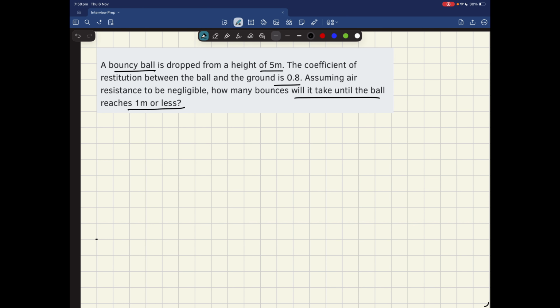So I think the first thing we could do is draw a diagram. Suppose that's the initial height of the ball, which is given as 5 meters, and it moves downwards in this direction. Suppose this is the ball when it hits the ground and has a velocity of v.